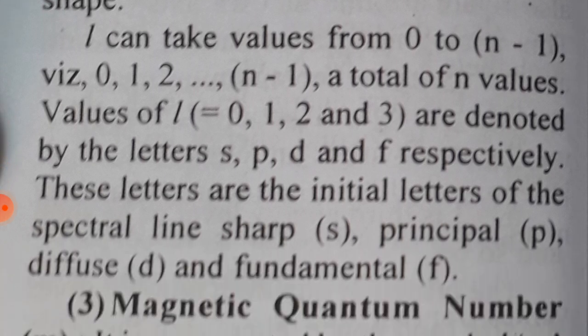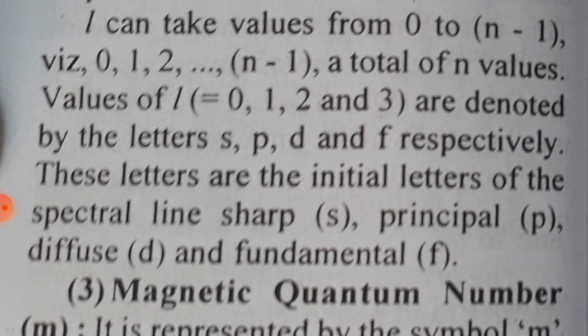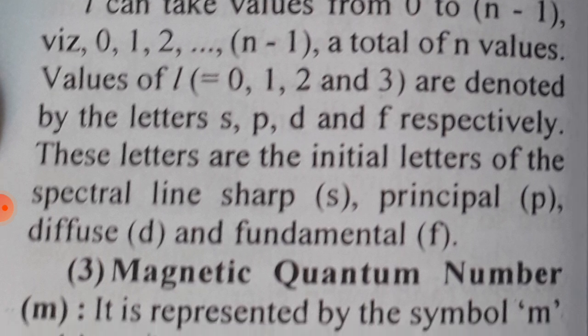l can take values from 0 to n minus 1, viz. 0, 1, up to n minus 1, a total of n values. Values of l equal to 0, 1, 2 and 3 are denoted by the letters s, p, d and f respectively. These letters are the initial letters of the spectral line types: sharp s, principal p, diffuse d and fundamental f.